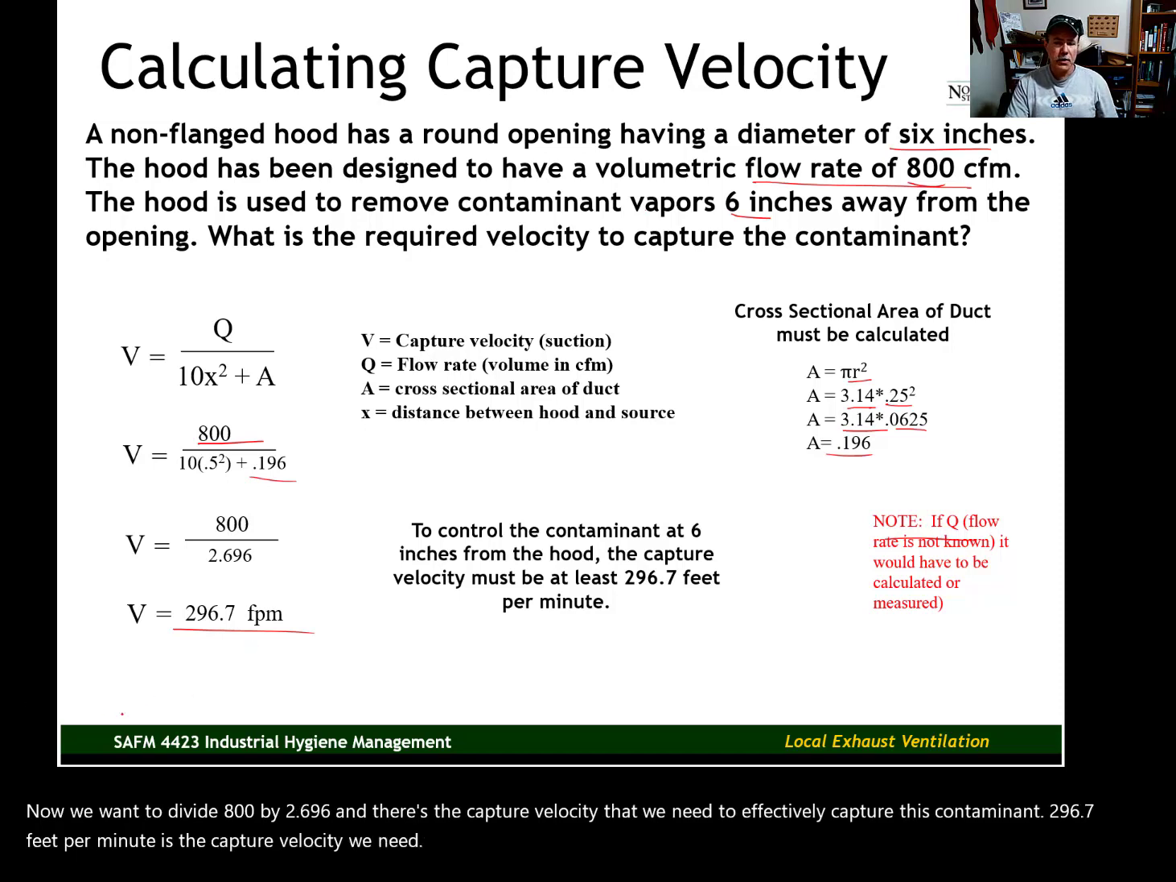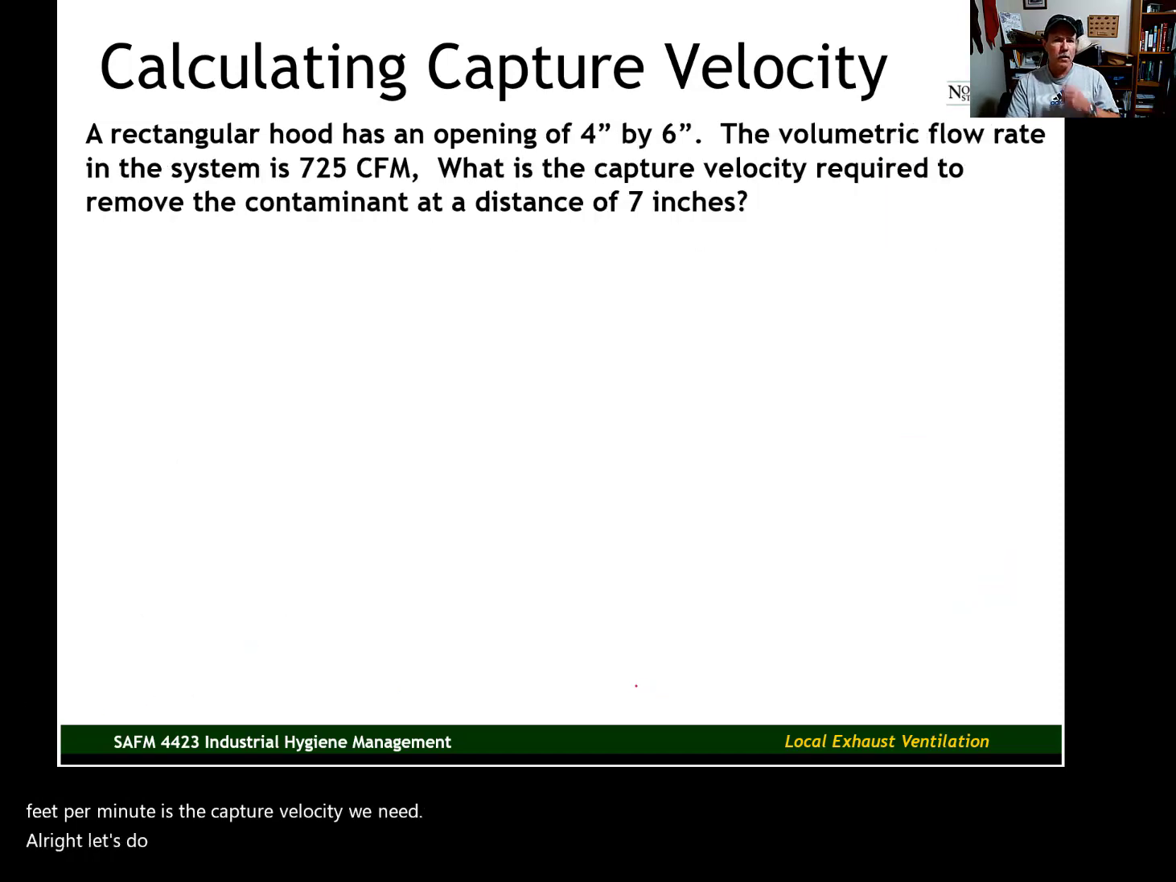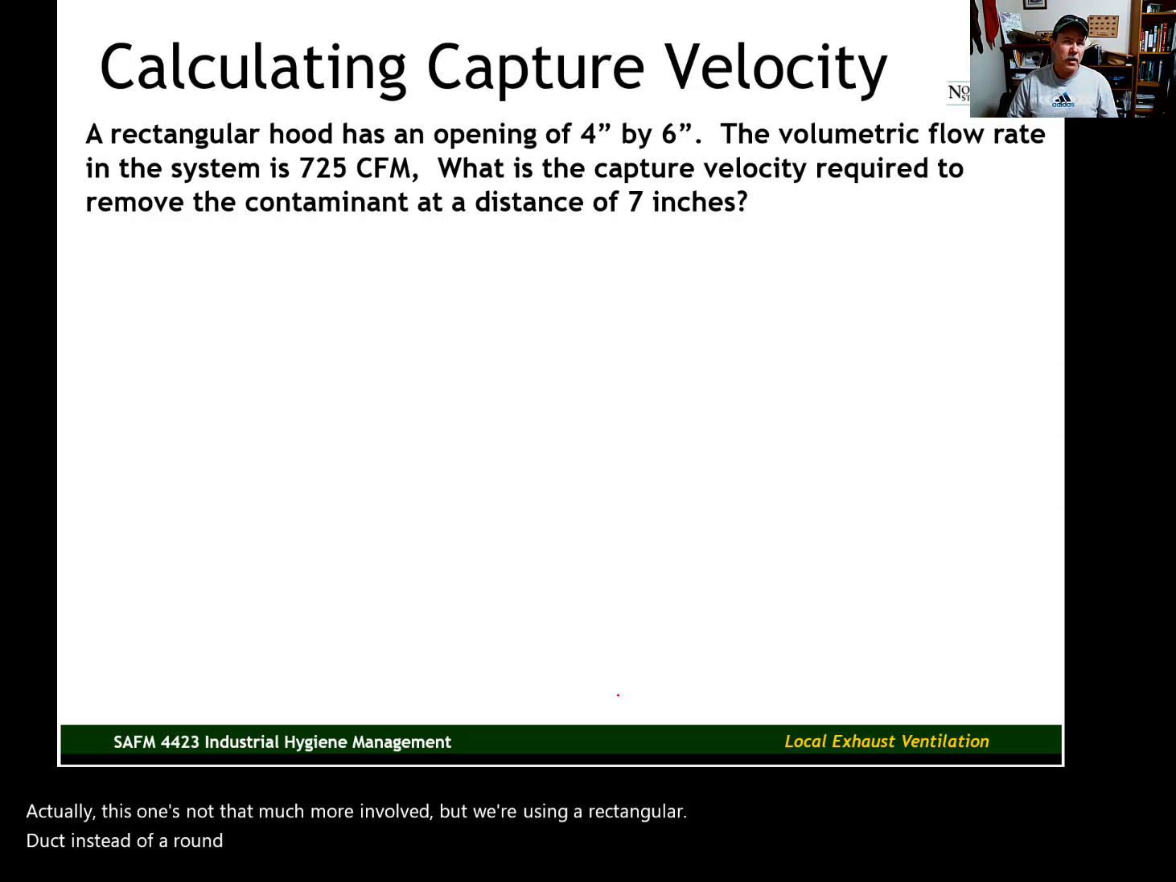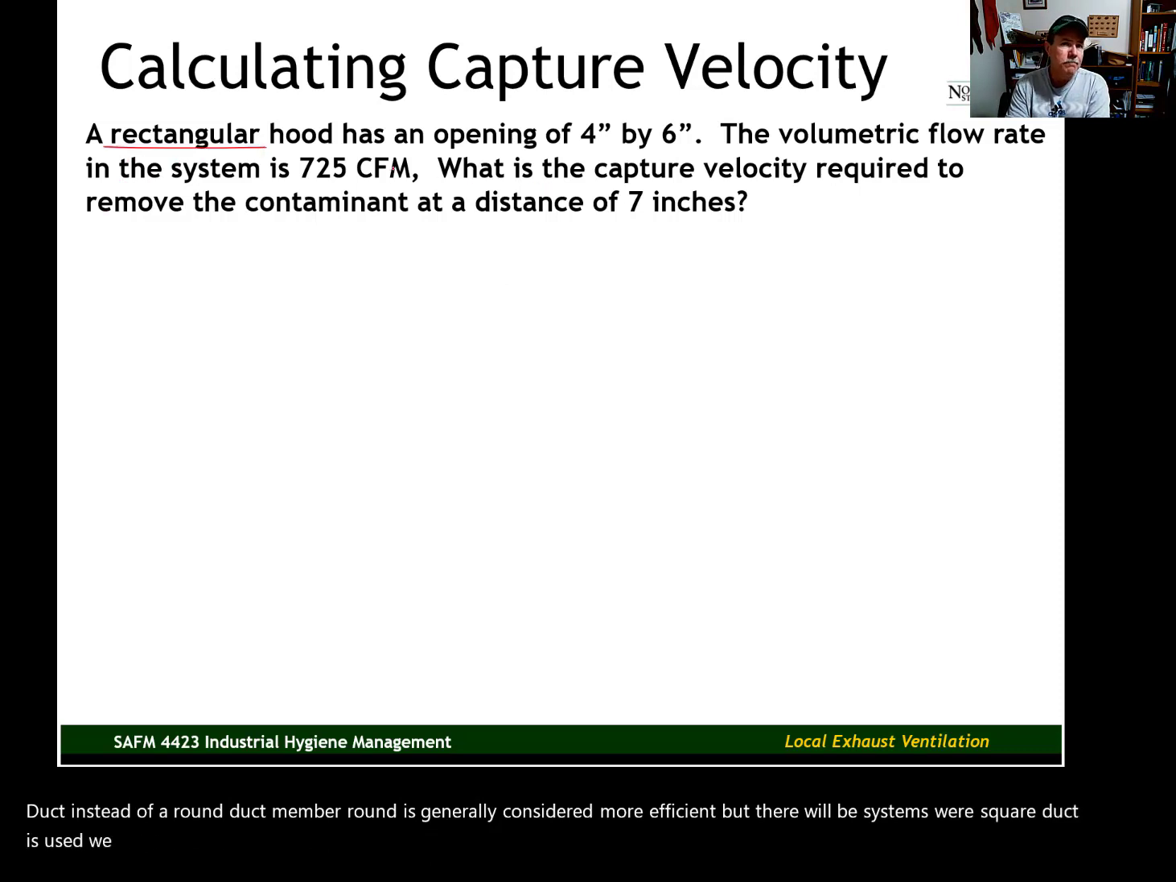All right, let's do another problem that's a little more involved. Actually, this one's not that much more involved, but we're using a rectangular duct instead of a round duct. Remember, round is generally considered more efficient, but there will be systems where square duct is used. We have a rectangular hood, and again, there's no hood really. It's just the raw opening of the duct. There's no flange. The rectangular hood has an opening of 4 inches by 6 inches.